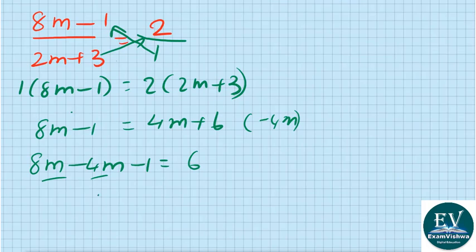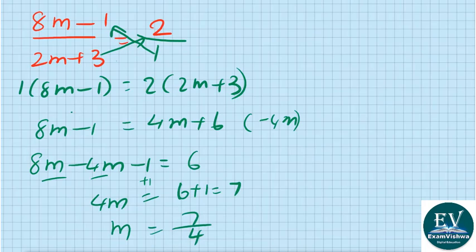8m minus 4m is equal to 4m, and this minus 1 to be removed by adding plus 1, तो इधर 6 plus 1 हो जाएगा. 6 plus 1, which is equal to 7. 4m is equal to 7. To remove 4, I have to divide both sides with 4. So this will become m, and here 7 divided by 4. Oh, बहुत अजीब सा आंसर मिल गया. जाने दो, आंसर का ब्यूटी इम्पोर्टेंट नहीं है, आंसर का करेक्टनेस इम्पोर्टेंट है. m is equal to 7 upon 4.